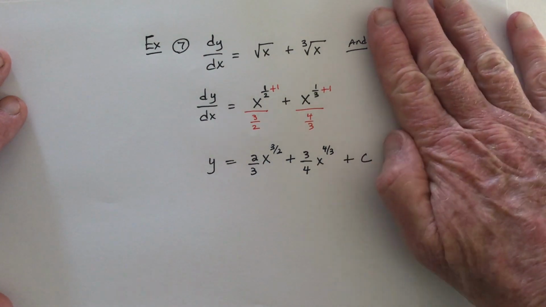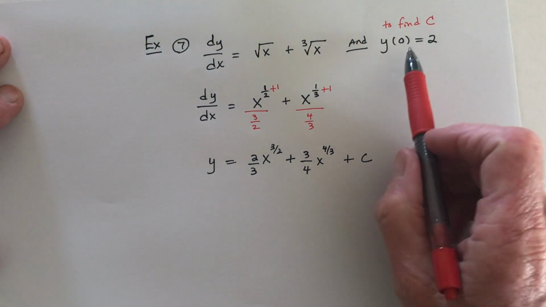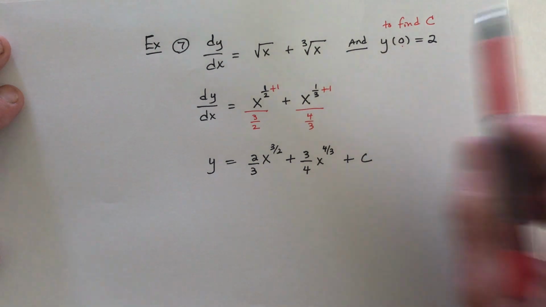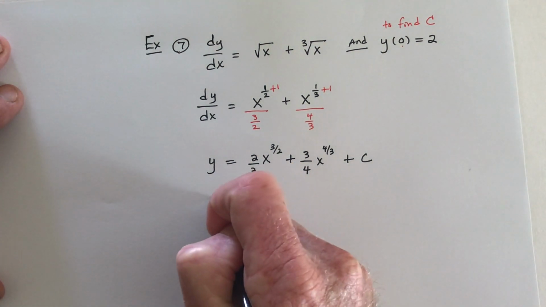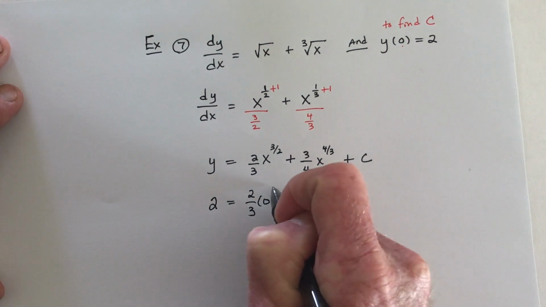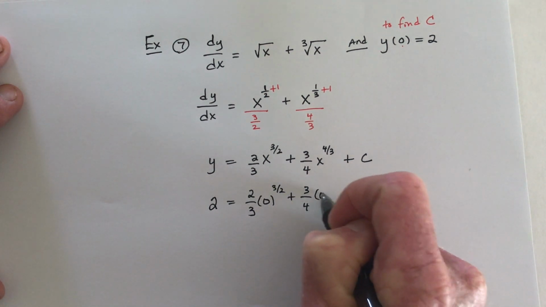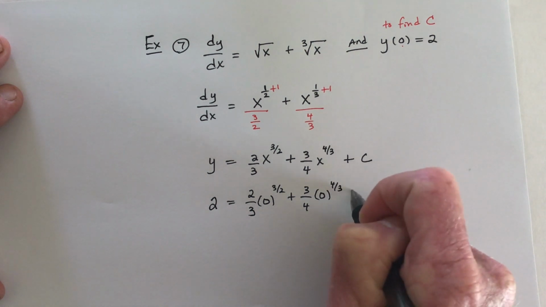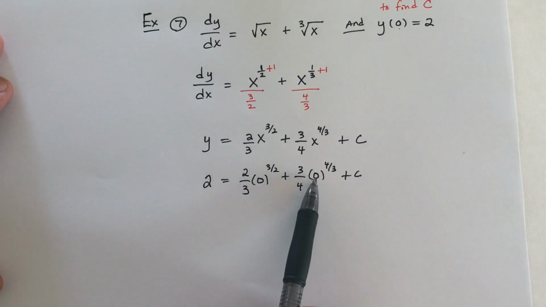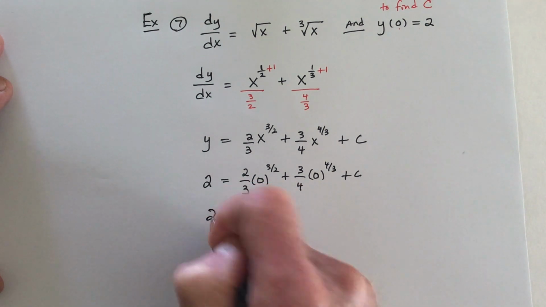And if this information wasn't given, then I would be done right now. But because it does give me this information, I'm going to plug in x equals 0, and it's going to say y equals 2. So in place of y, put a 2. In place of x, put a 0. So each one of these x's becomes a 0. And then it works out very nicely because this is just 0 and this is just 0. So this side only has c and this side has 2.